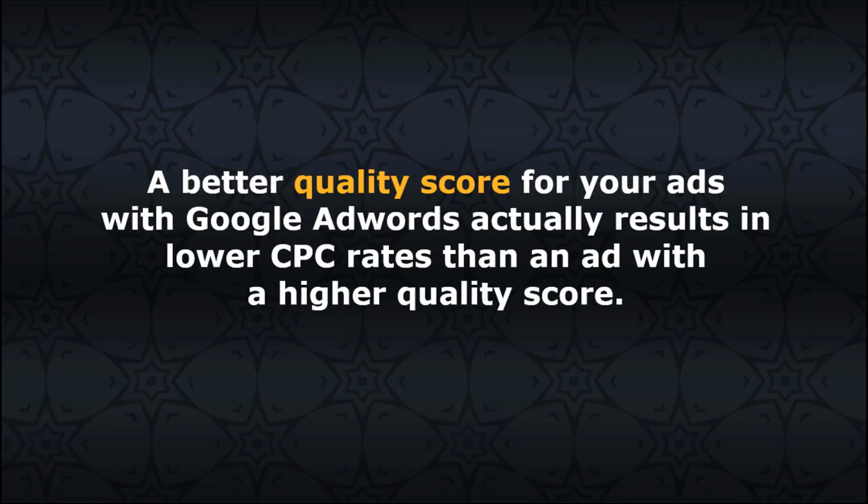Again, you should take into account that a higher bid for an AdWord does not necessarily buy you your SERP display success. As a matter of fact, even if your rival's bid is higher, it's entirely possible that you appear above their ad as you've got a better ad quality score. A better quality score for your ads with Google AdWords actually results in lower CPC rates than an ad with a lower quality score.